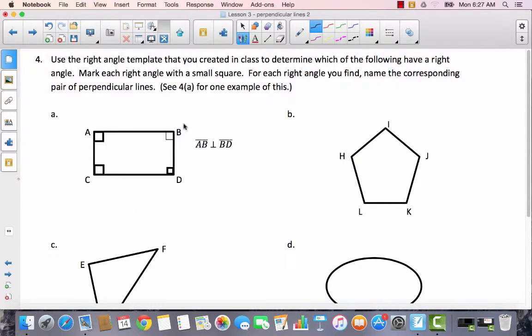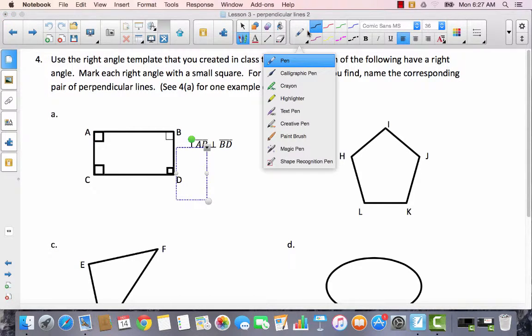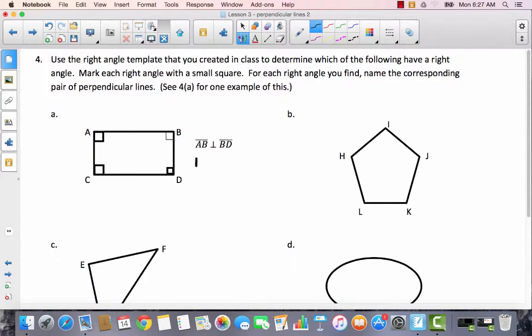So AB is perpendicular to BD, and line segment BD is perpendicular to line segment CD, because these two form a right angle. And then line segment CD is perpendicular to line segment AC. This line segment is perpendicular to this line segment. And then line segment AC is perpendicular to line segment AB.